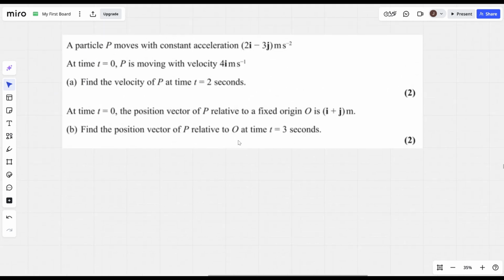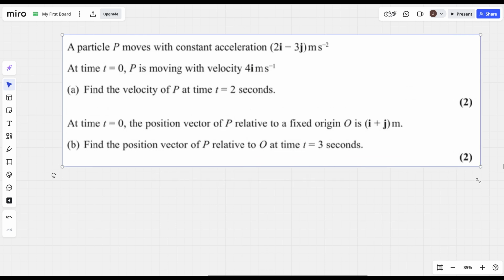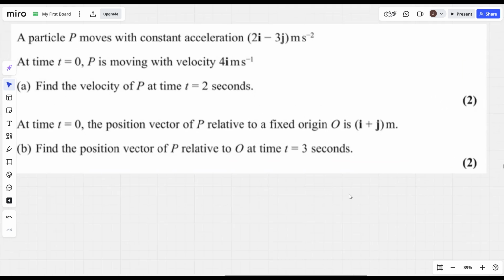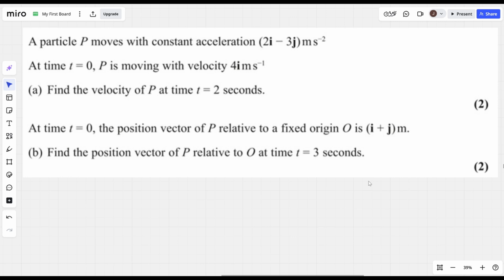So what have we got on this one? Let's make this a little bit bigger and then we can zoom in. A particle moves with constant acceleration. Great, they've told me, again, that's that key phrase, haven't they? They've told me that it's constant acceleration. At time t equals 0, the velocity is (4, 0), and the acceleration is (2, -3).